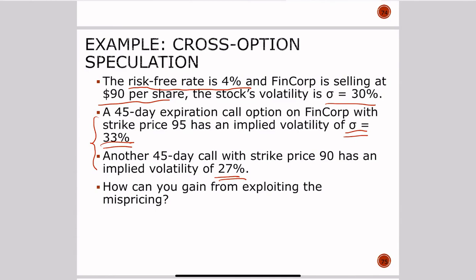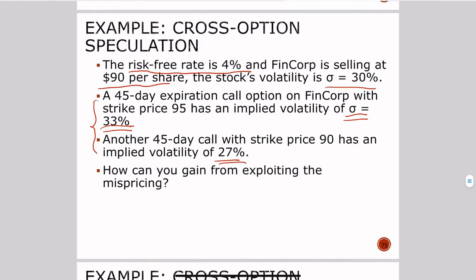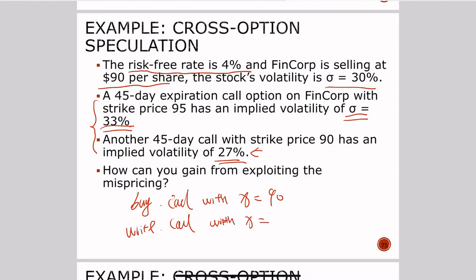Now, how do you take a short position in a call option? Well, you should sell a call, right? You should write a call option. So basically, we know that the basic strategy here is you should buy the call with a strike price of $90 because its implied volatility is lower, and you should write or sell a call with exercise price of 95 because its implied volatility is higher.